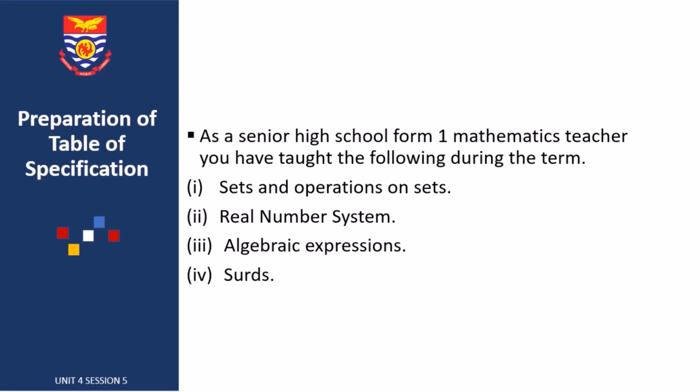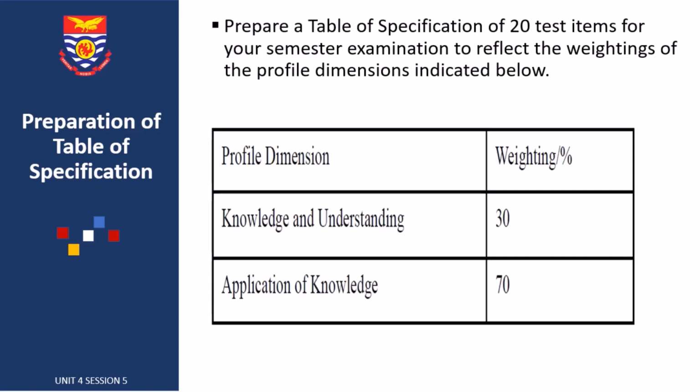As a senior high school Form 1 mathematics teacher, you have taught the following during the term. Let's assume in the first term you were able to teach number operations, real number system, algebraic expressions, and then sets, meaning you've taught 4 topics in the first semester or first term. Then how do you prepare a table of specification, or a test blueprint or test plan for this, at the end of the term examination? So here are the weightings for such 4 topics you've taught.